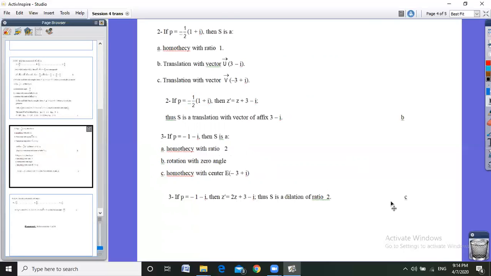Now, when you find the center, we can find the center here to check if we may get this answer. We have z_E equals 2z_E plus 3 minus i. So this answer is a homothety or positive dilation of center E. No, the correct answer is C. Homothety of ratio 2 and center E. This is E. The correct answer is C.